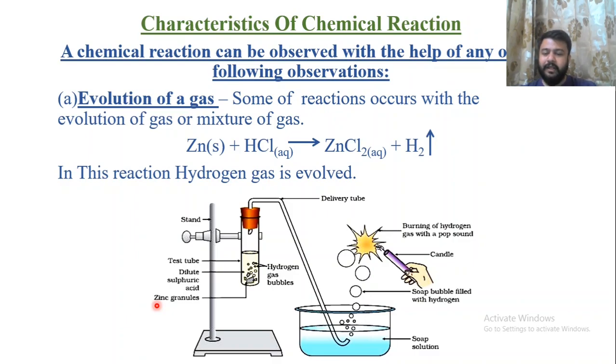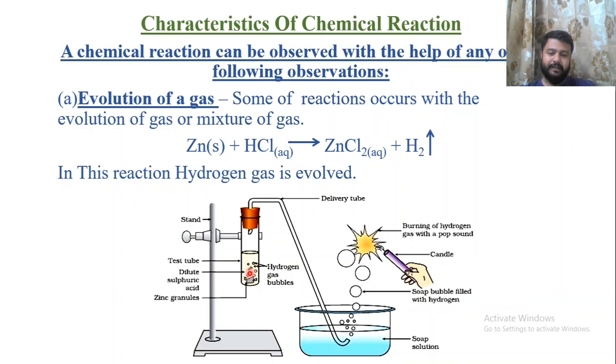If you are using zinc pieces, the reaction is a little bit slow. If you are using zinc granules, the reaction will be a little bit faster. And if you are using zinc powder, there will be a very violent reaction. Each of the zinc pieces, powder and granules will react, but there is a difference in the rate of reaction, which is because of the surface area. Okay, so the first question is complete.